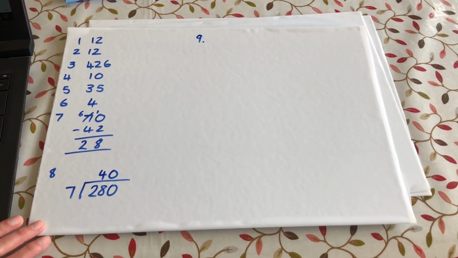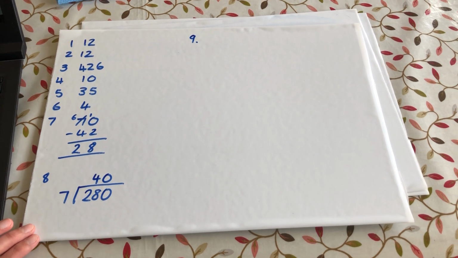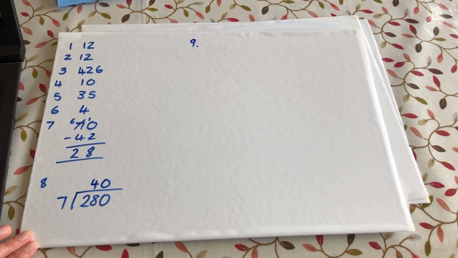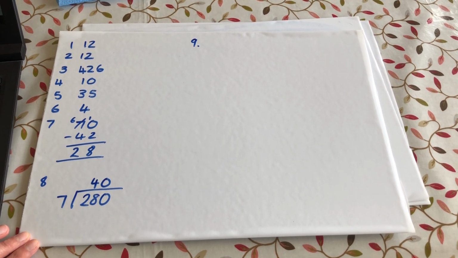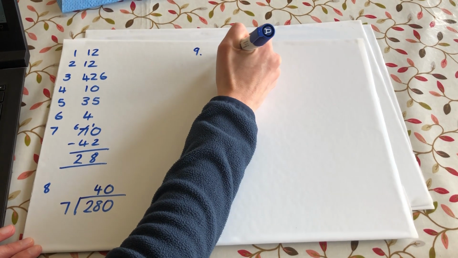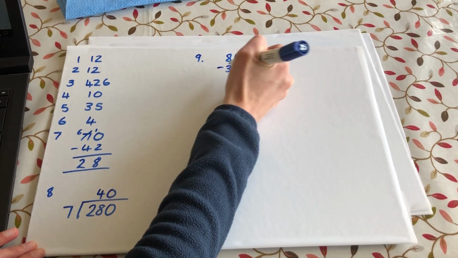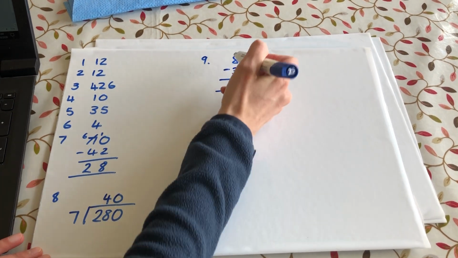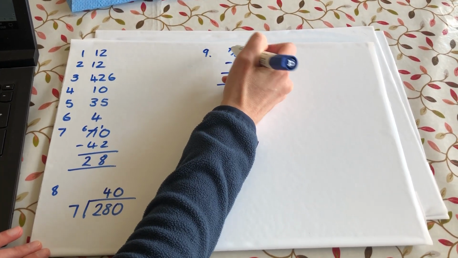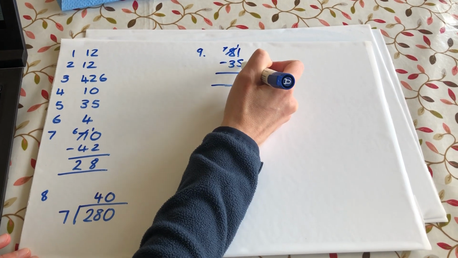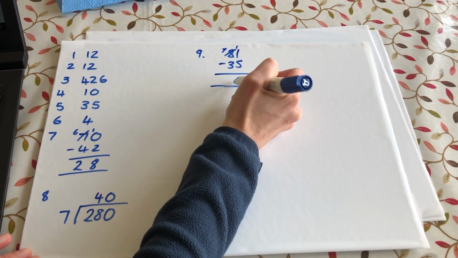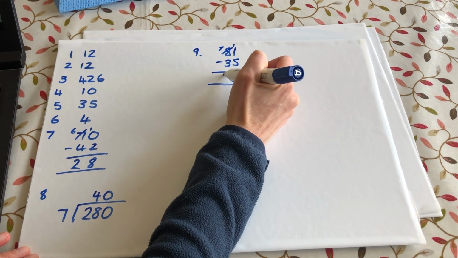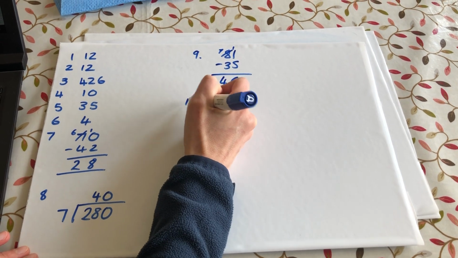Question 9. Something plus 35 equals 81. It's a missing number calculation and it's the start of the calculation, so we need to use the inverse. 81 minus 35. 5 away from 1 we can't do, so I go to my tens. 8 becomes 7 tens and I bring 10 over. 5 away from 11 is 6. 3 away from 7 is 4. 46.